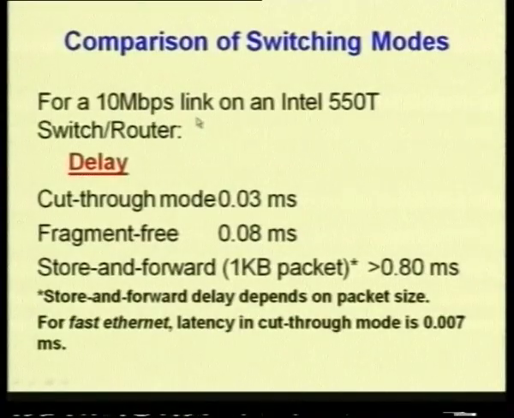Now if you want to do a quick comparison of the switching modes, for a 10 megabit per second link on an Intel 550T switch or router, the delay when you are using cut through mode is about 0.03 milliseconds. Fragment free mode works out to 0.08 milliseconds, and store and forward for a 1 kilobyte packet will be definitely greater than 0.8 milliseconds. So store and forward delay of course depends on the packet size. So for fast Ethernet, the latency in cut through mode is 0.007 milliseconds. So you can see that cut through mode definitely gives you a faster mode of operation.